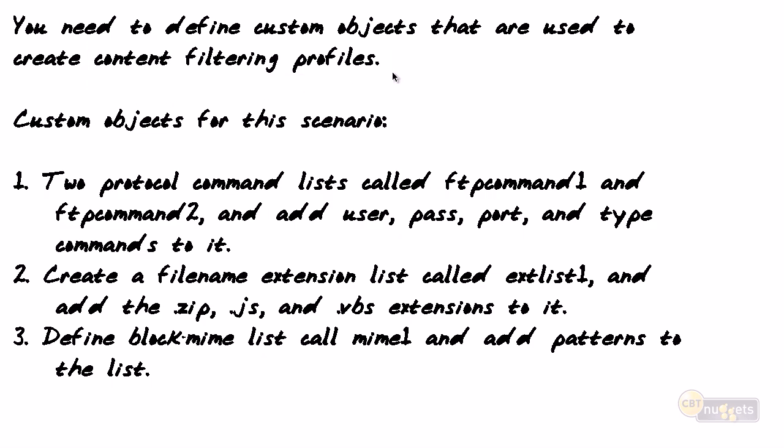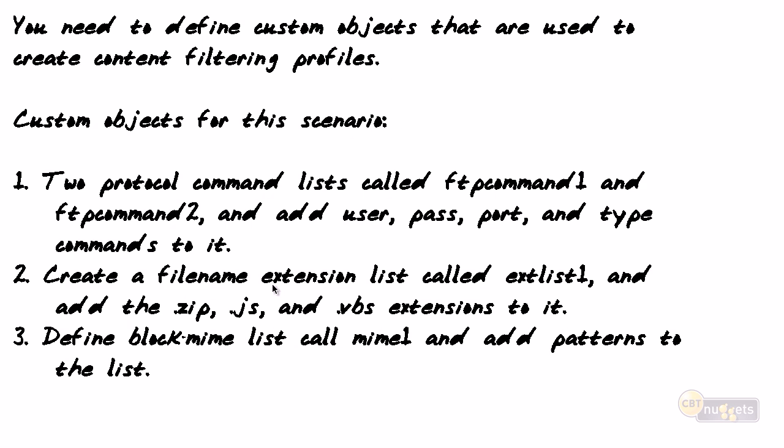So for my scenario, we're going to have these custom objects. We'll have two protocol command lists. One will be called FTP command 1. The other will be called FTP command 2. Then we're going to add commands to it: the user, the pass, the port, and the type command.